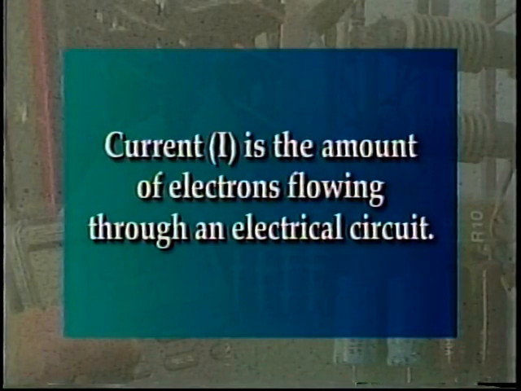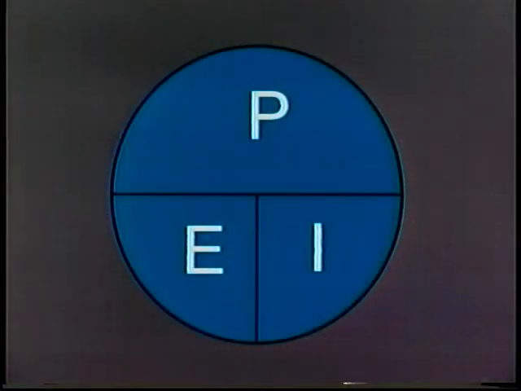Current is the amount of electrons flowing through an electrical circuit. Current is measured in amperes. The power formula states that current in a circuit is equal to the power divided by the voltage in the circuit. To calculate current, apply the formula current equals power divided by voltage.